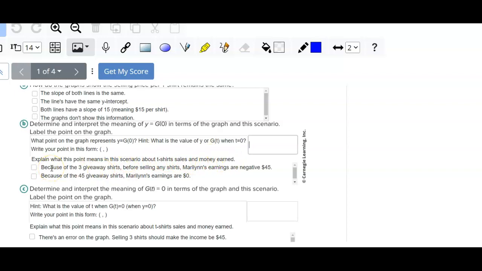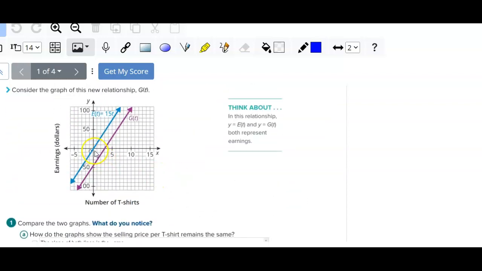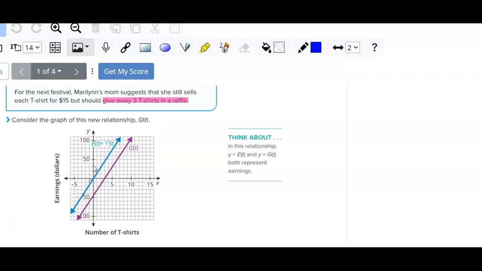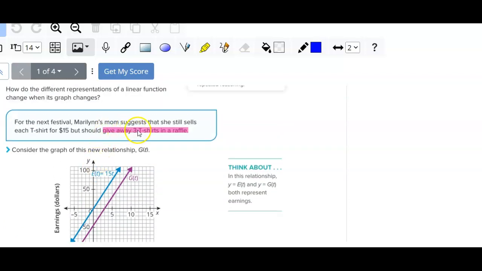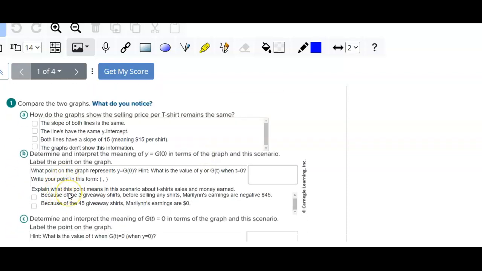So which of these is true? Because of the 3 giveaway shirts, before selling any shirts, Marilyn's earnings are -45. And your second choice is because of the 45 giveaway shirts, Marilyn's earnings are 0. So which one of those explanations makes sense here and also makes sense with the situation when Marilyn is giving away 3 shirts in a raffle? So make your choice there.